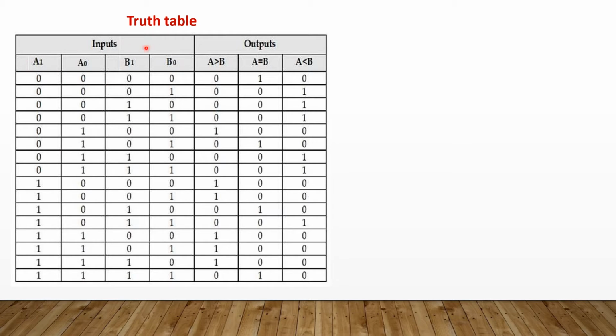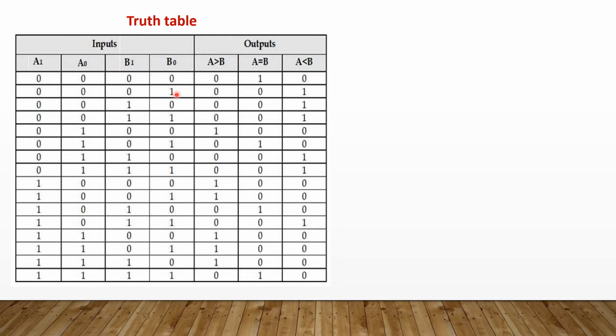If there are four input variables, we can write the binary combinations from 0 to 15. What's the formula? The formula is 2 power n, where small n indicates the number of variables. How many variables? 4. So 2 power 4 is 16, which means it will have the input combinations from 0 to 15 in decimal. We can write 0 to 15 in terms of the 4-bit equivalent. First you have to fill up the input columns, that is A1, A0, B1, B0.